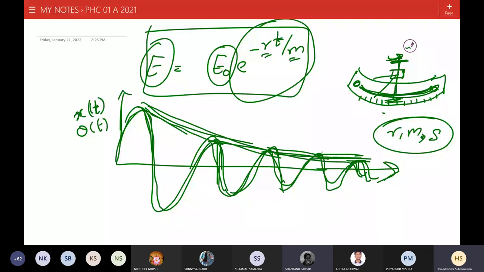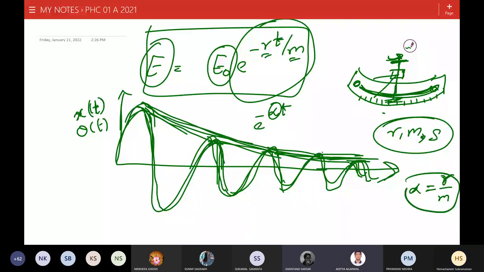And that alpha would be r over m, right? You can fit an exponential curve to the peaks of the oscillation. And when you measure alpha, alpha becomes r over m. Am I right? Yes, sir. So it is used in the half-life of radioactivity. The equation is very similar to this equation. Yes, you're right. Okay, you can measure the half-life.